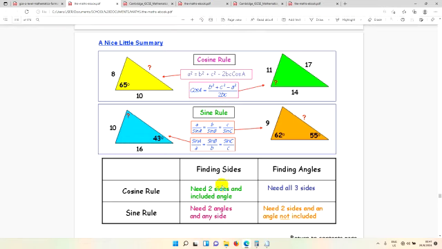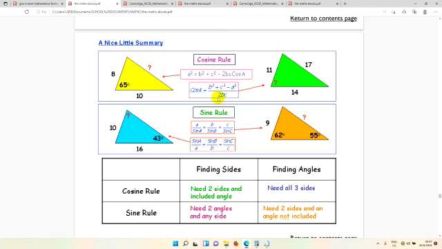Then to use cosine, to find a missing side, you must have two sides and an included angle. It means that if you see an angle between the sides, you are going to use the cosine rule. And if you see no angle given, it means that you are going to apply the sine rule.